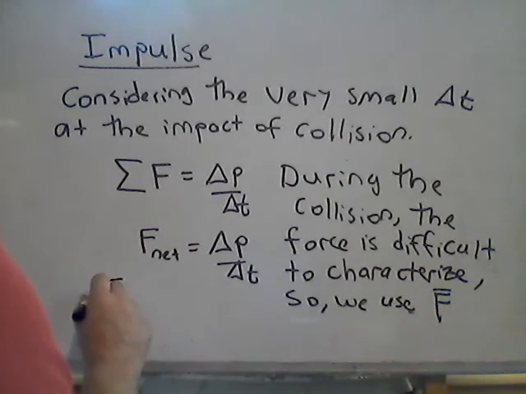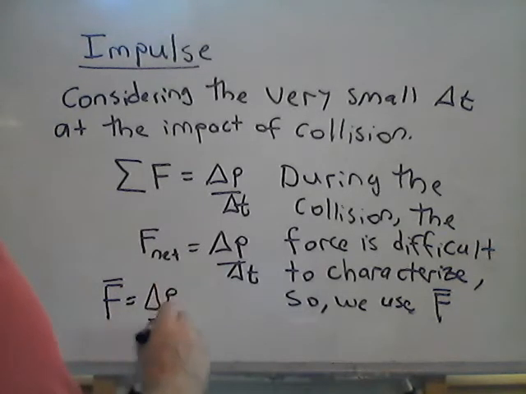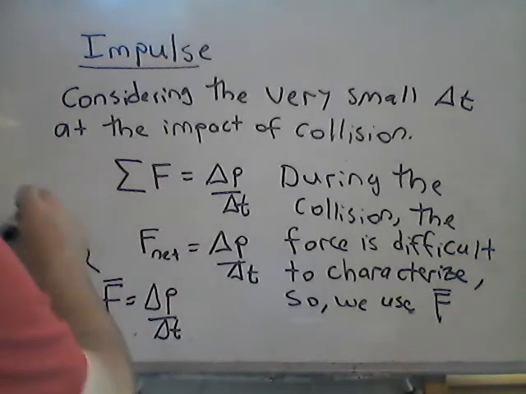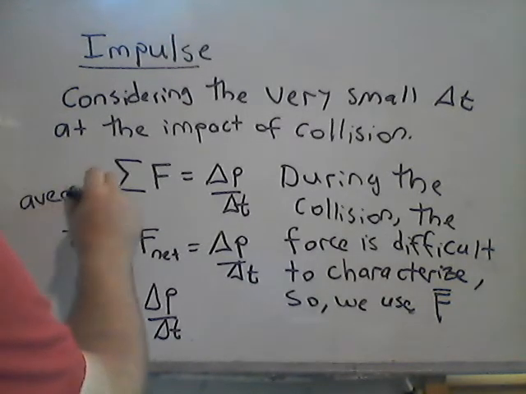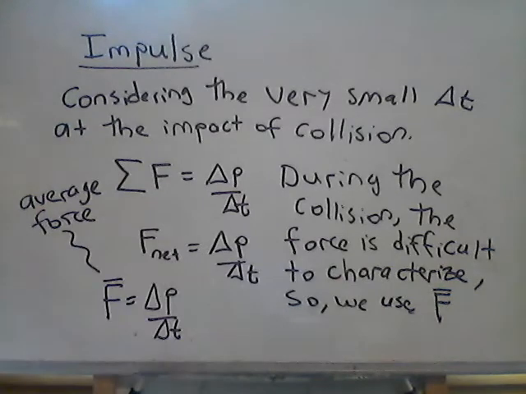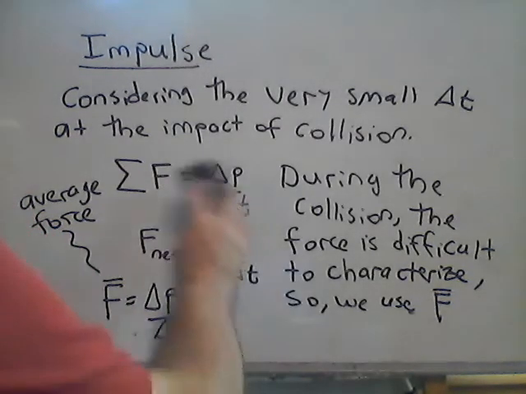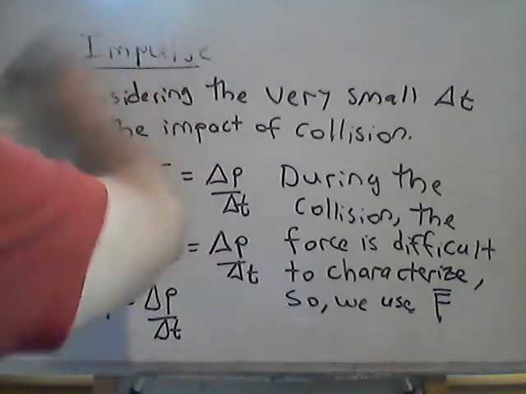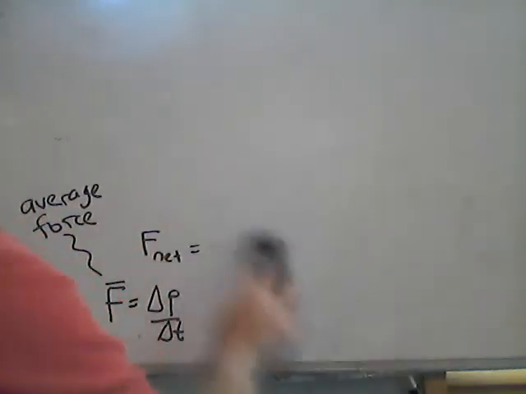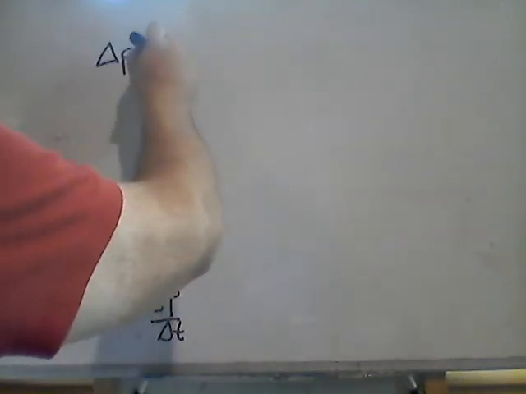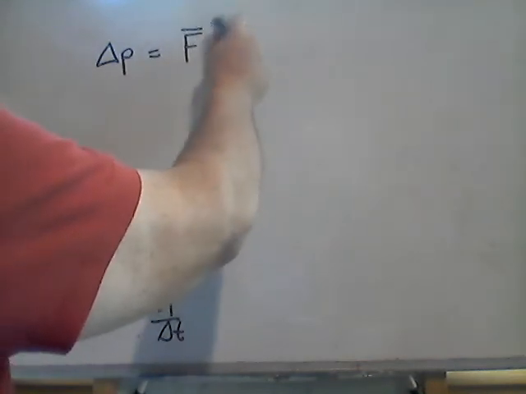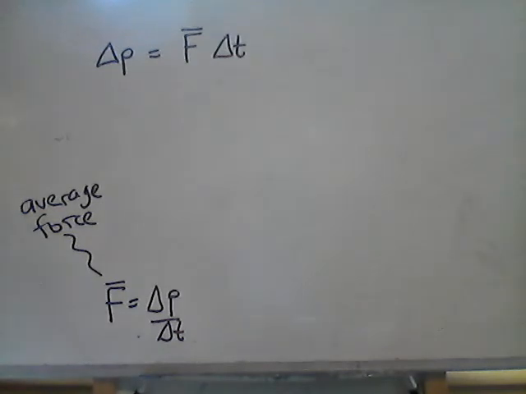F bar is delta P with respect to T. This is an average force. The average force during the moment of collision, during this very brief moment. All right, so we're going to just solve this problem real quick. I'm going to reorganize things a little bit. And I'm just going to write the following. I'm just going to say that delta P is just F bar delta T. That's all it is. I'm just cross multiplying.